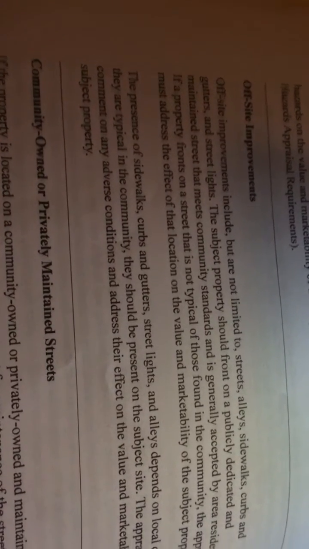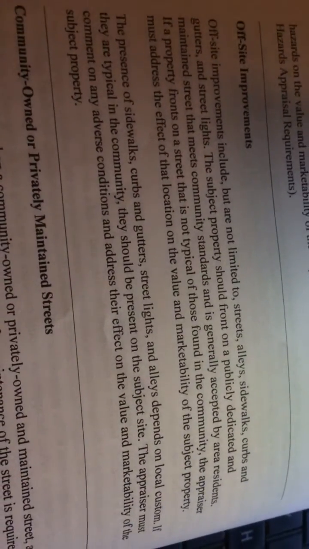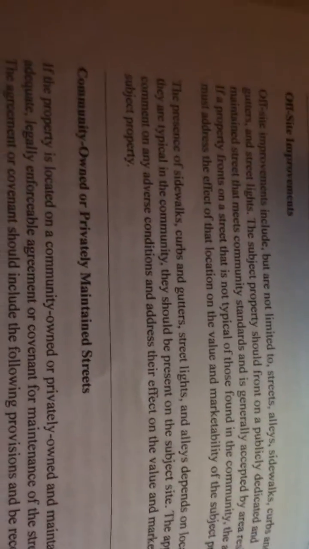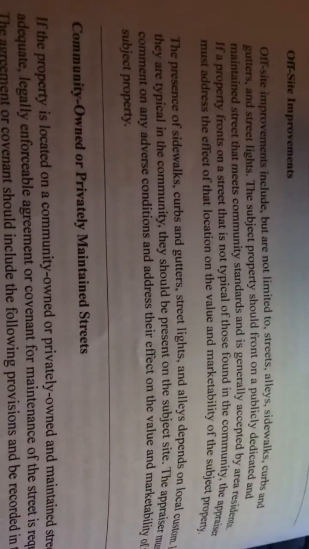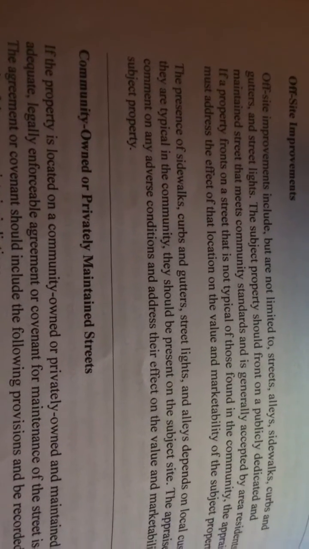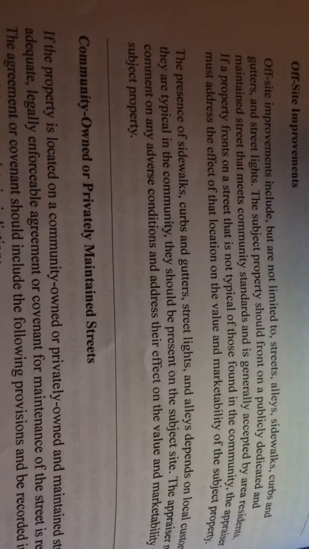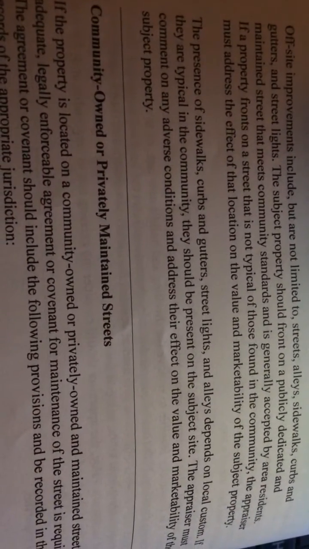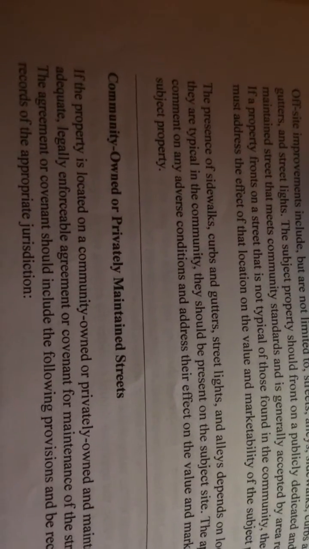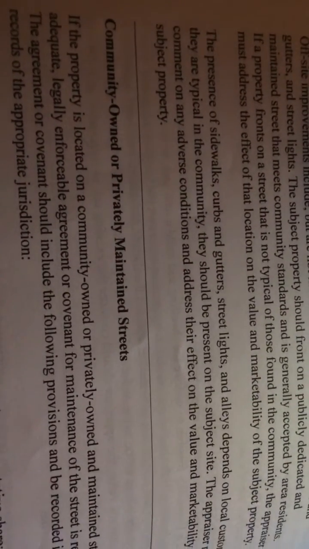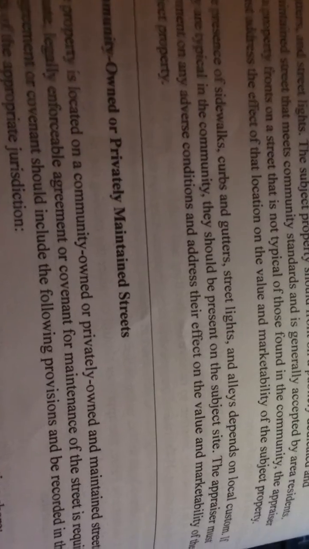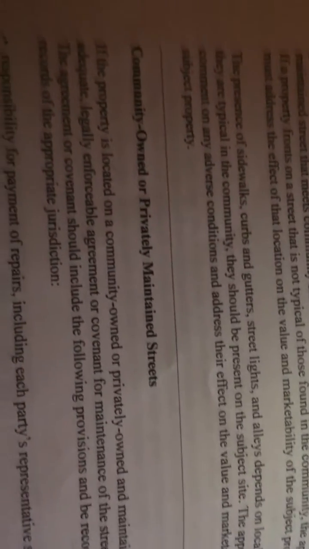Off-site improvements include but are not limited to streets, alleys, sidewalks, curbs, and gutters, and streetlights. The subject property should front on a publicly dedicated and maintained street that meets community standards and is generally accepted by area residents. If a property fronts on a street that is not typical of those found in the community, the appraiser must address the effect of that location on the value and marketability of the subject property.